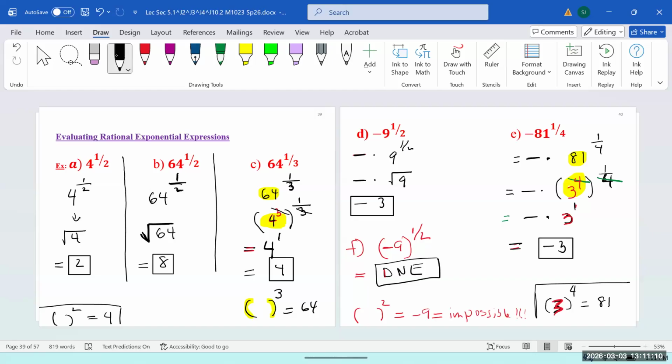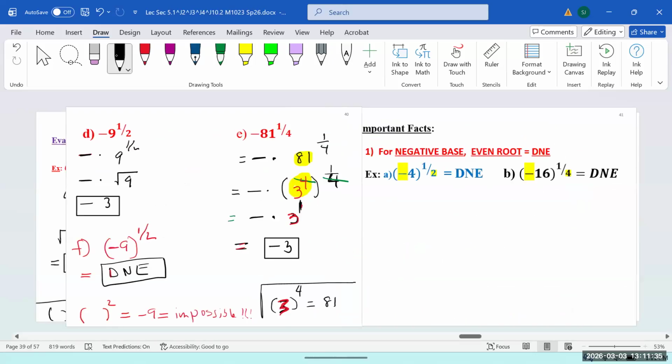So this negative is a multiplication. Our answer will be a negative number. If your negative is a base, we may have a negative number, we may not have a negative number. Any questions so far? So this type of question you're going to see in the final exam.